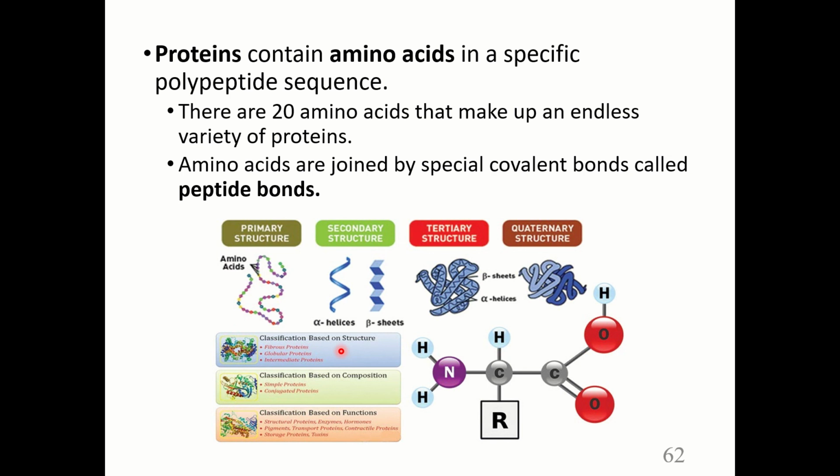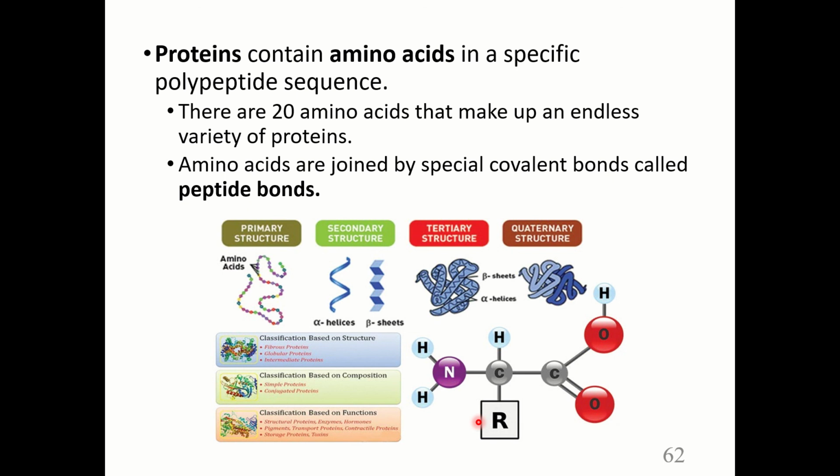So proteins will be based on structure. There'll be fibrous proteins, which are strand-like, globular proteins, which are rounded in a globe, or intermediate between fibrous and globular. They will be classified based on their composition, so they will be simple or conjugated, so, tertiary or quaternary. And then we'll have classification based on functions. They will be structural proteins, enzymes, hormones, pigments, transport proteins, contractile proteins like your muscle cells, storage proteins. They can even act as toxins.